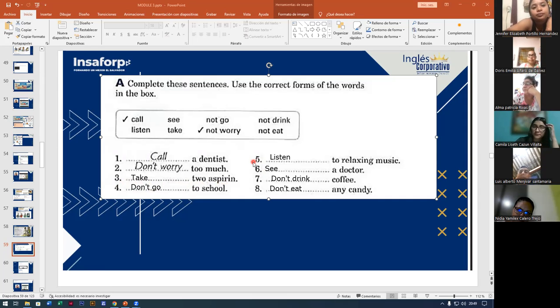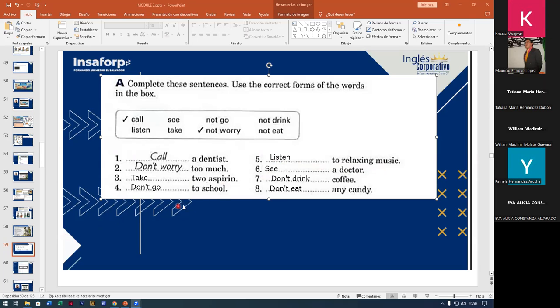The microphone, please. Luis Alberto, the microphone. Can't you hear him? I can hear you. Okay, now yes. Listen to relaxing music. That's right. Thank you. Nidia, number six. See a doctor. Perfect. That's nice. Crisia, seven. Don't drink coffee. Very good. Mauricio Enrique, number eight. Don't eat any candy. Very good.